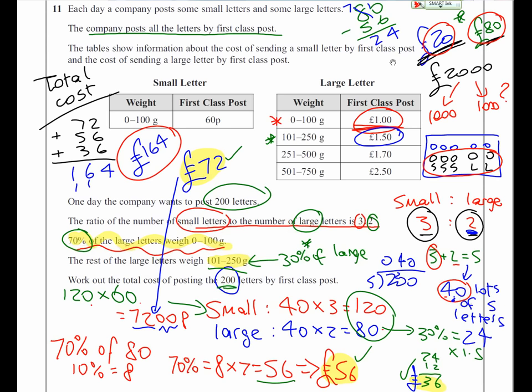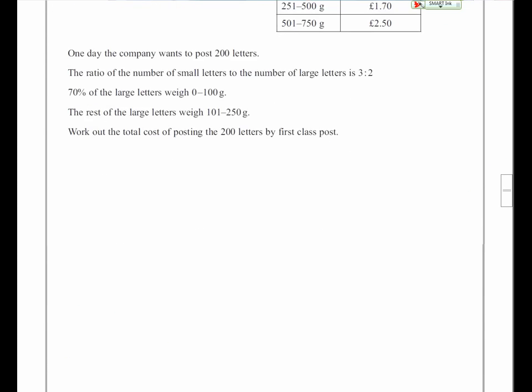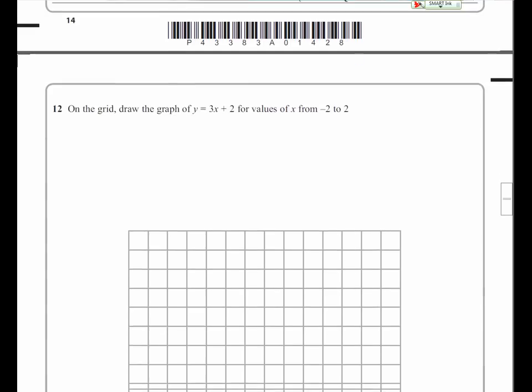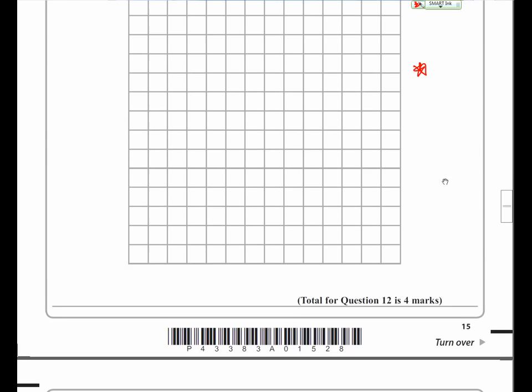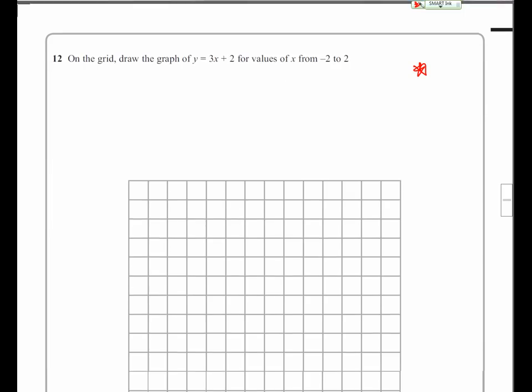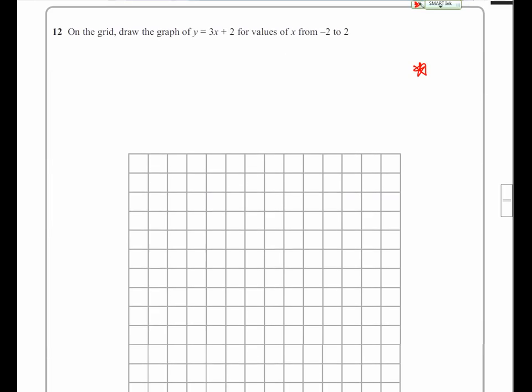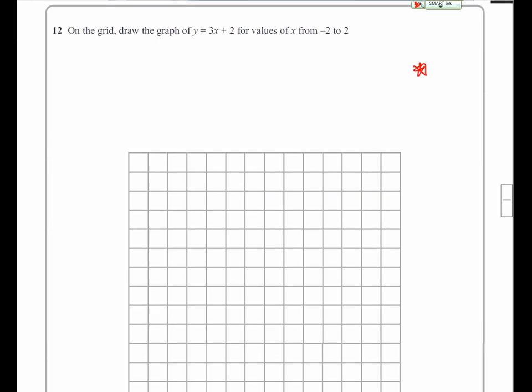Right, that's that done then. So let's clear the ink off. How many marks was that? 5 marks. On the grid below, look at this gap here. What a clue that is for you. Large gap. Oh, it's giving you a grid, not a graph here. Okay, fair enough. On the grid, draw a graph of y equals 3x plus 2 for all values of x from -2 to 2. Okay, so -2 to 2 is important.